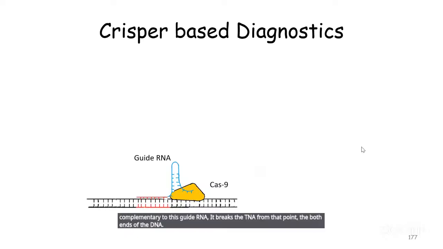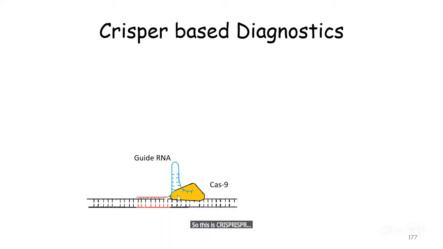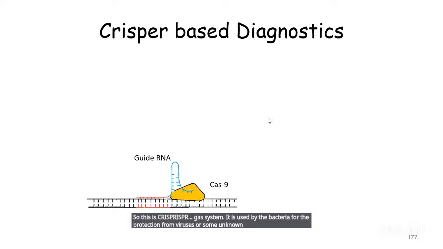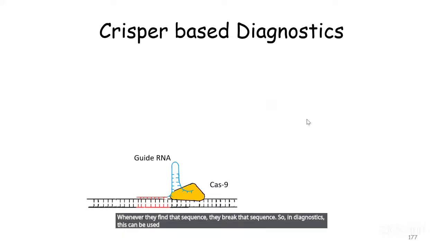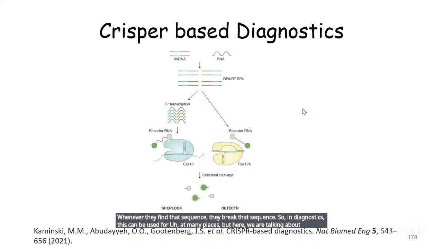So this is CRISPR-Cas system. It is used by the bacteria for the protection from viruses or some unknown sequences. Whenever they find that sequence, they break that sequence. So in diagnostics, this can be used at many places, but here we are talking about the endpoint detection of the amplicon.